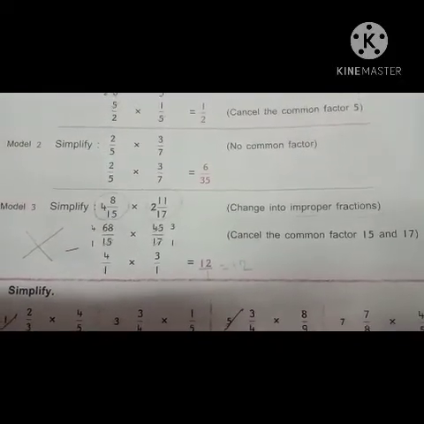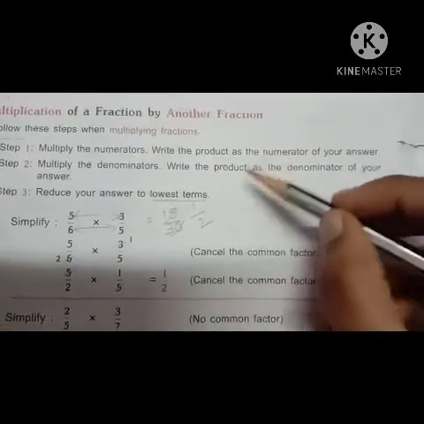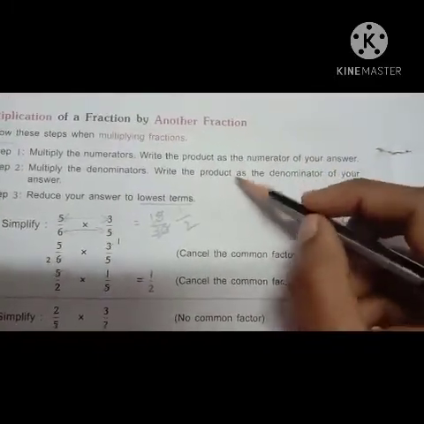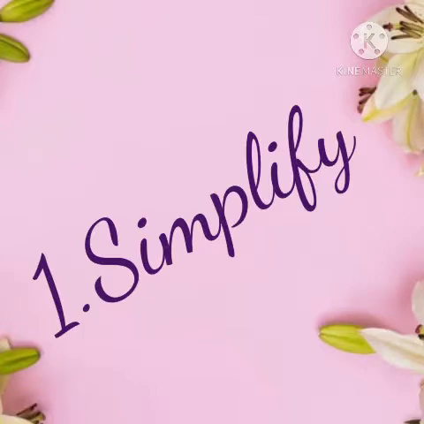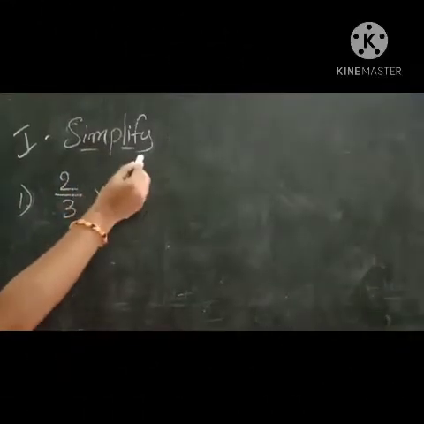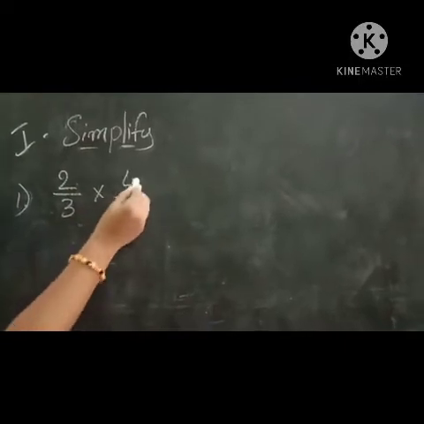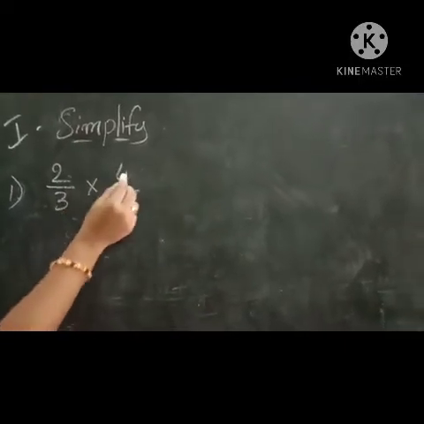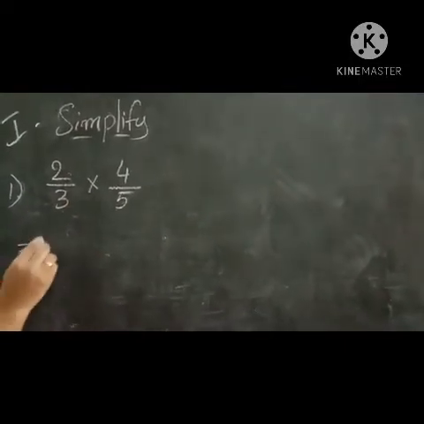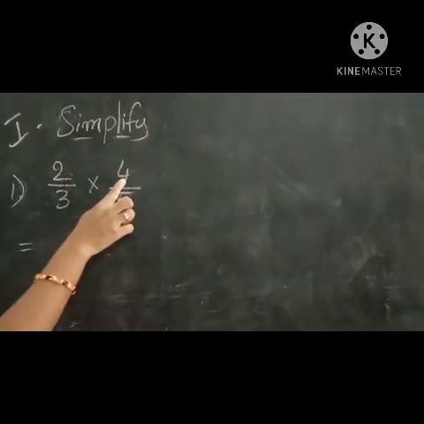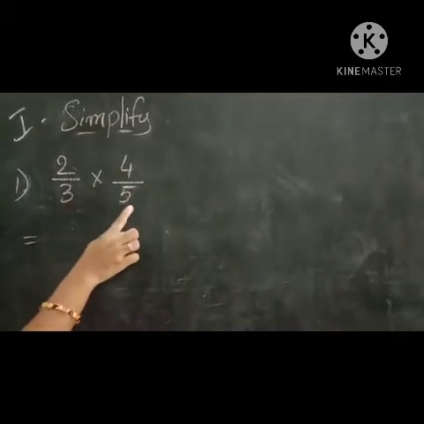Okay children, what do we have to follow? We have to follow these 3 steps using which method? The multiplication method. Here is the first one, simplify: 2 by 3 into 4 by 5. Here what do we have to do? We have to multiply numerator to numerator and denominator to denominator.